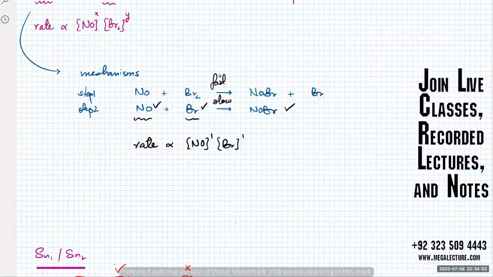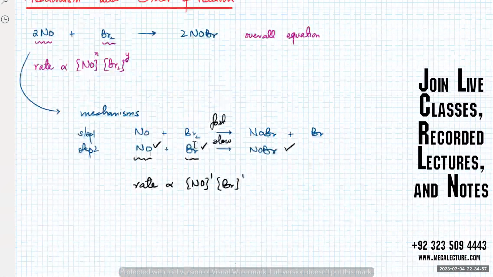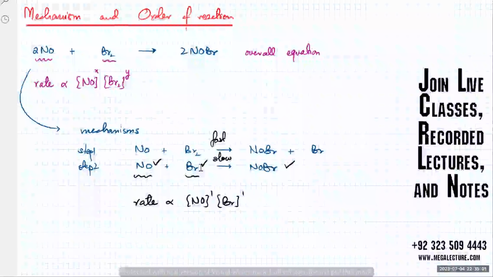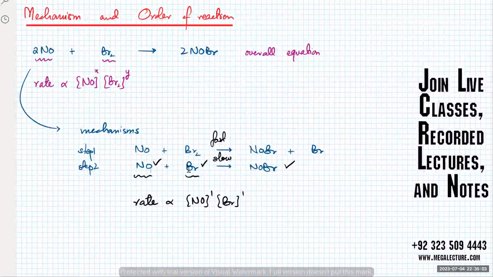Yep. But now there's an issue. This Br over here, I said that rate depends on NO and Br, right? Like if Br concentration doubles, the slow step would speed up. If NO concentration doubles, the slow step would speed up. The reaction would speed up.